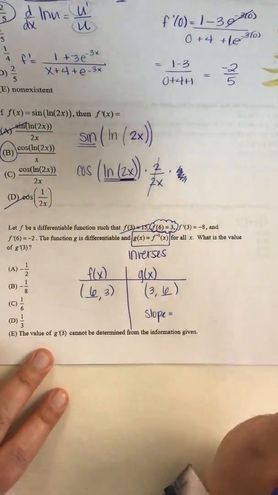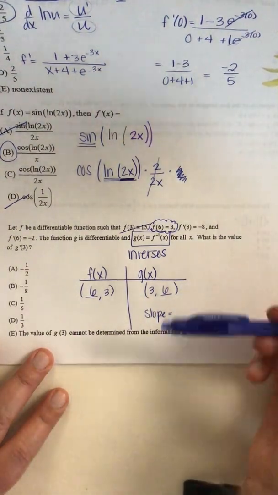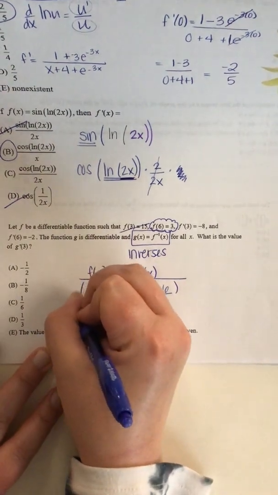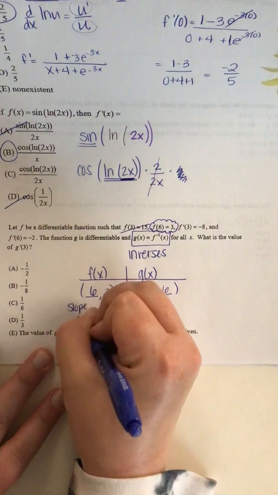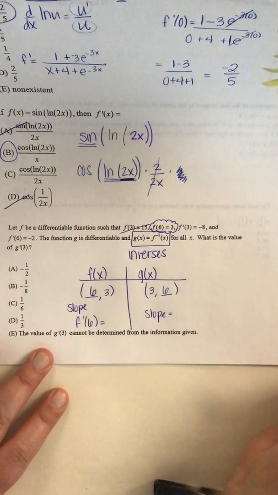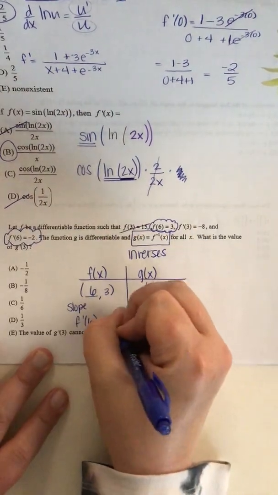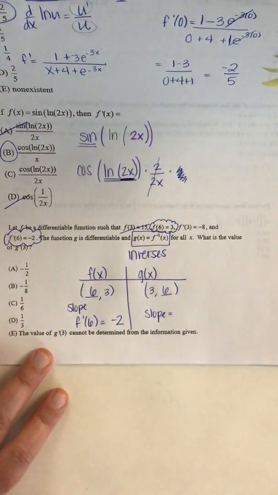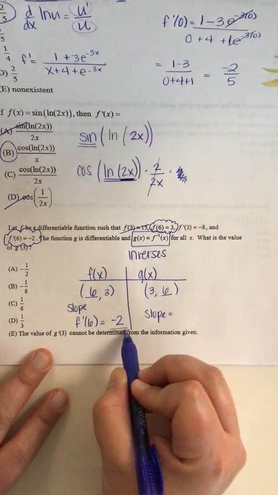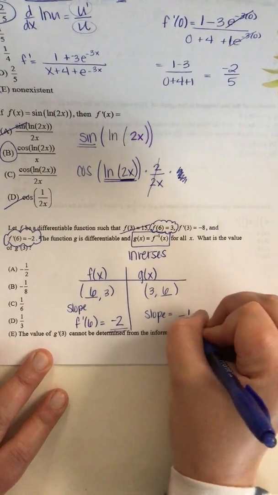The other new relationship, which you should have already known from pre-cal, but for my class is that their slopes are reciprocals of each other. So if I want to know the slope on this side, then I need to know f prime of 6. Did they give me f prime of 6? Yeah. What is it? Negative 2. Then I know that the slope on the other side will just be that flipped, like a reciprocal. So it would be 1/2.